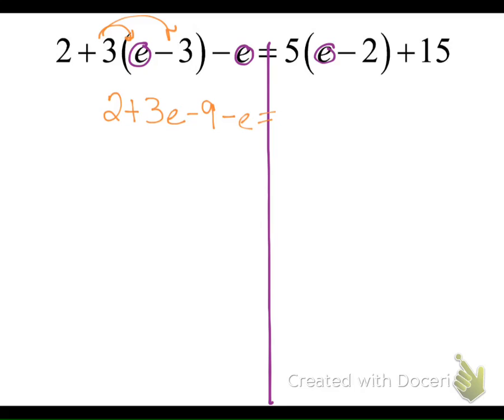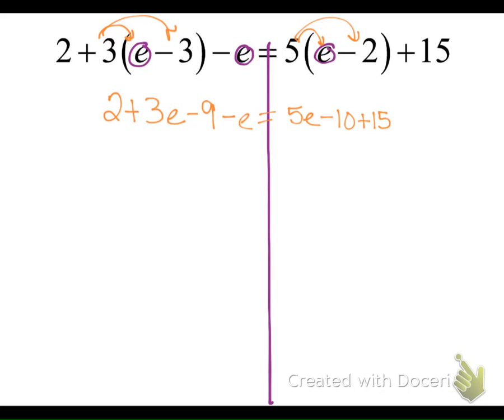Good. So once I distribute on one side, I'm going to look and I'm going to go ahead and start simplifying my other side. What can I distribute on my right side of my equation? 5e. Okay, so I'm going to have 5e, then what? So it's going to be 10, negative 10. Good, Alex. And then I bring down plus 15.